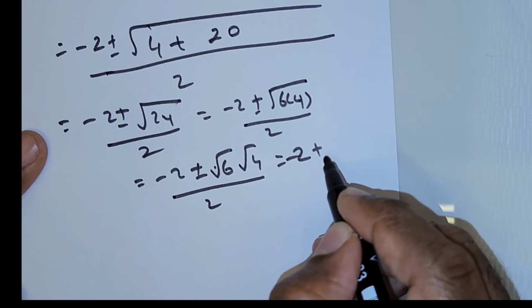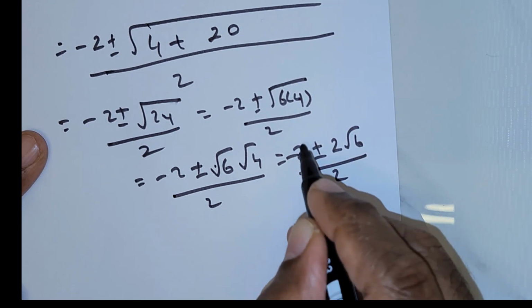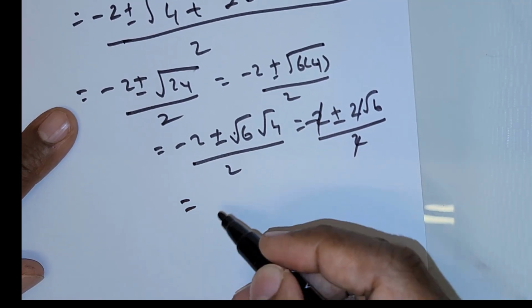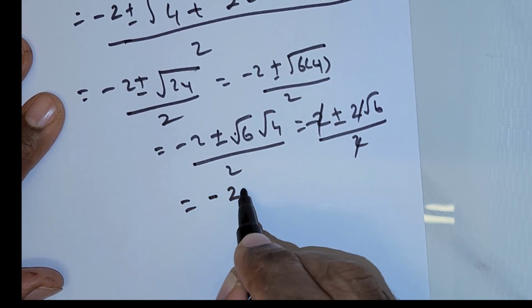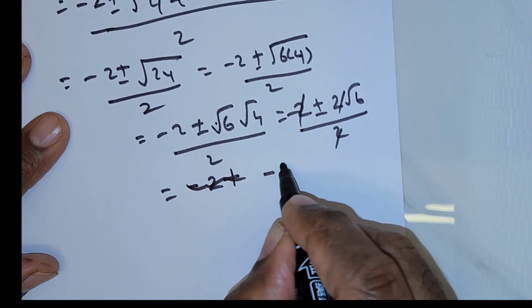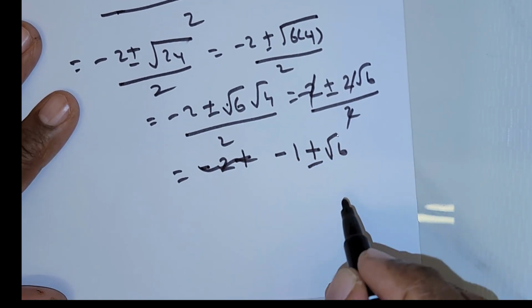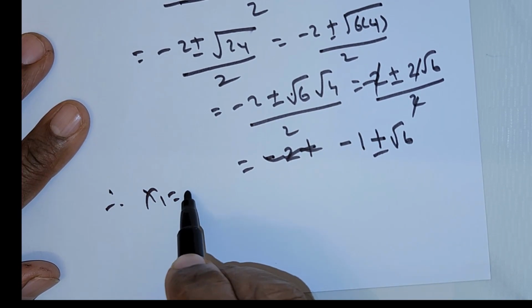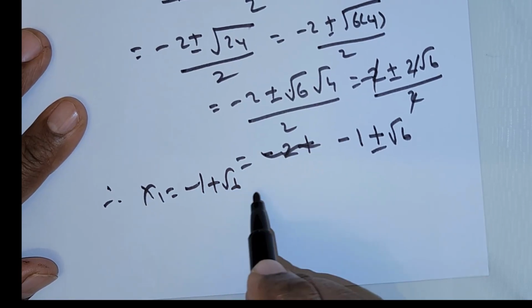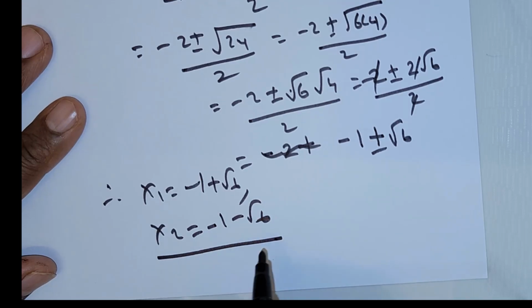Which is going to be -2 ± 2 times the root of 6, divided by 2. So the 2s can be cancelled. In fact, the -2 is already gone because I have cancelled. So it's going to be -1 ± root of 6. Therefore x1 is equal to -1 + root 6 and x2 is equal to -1 - root 6. So these are the roots.